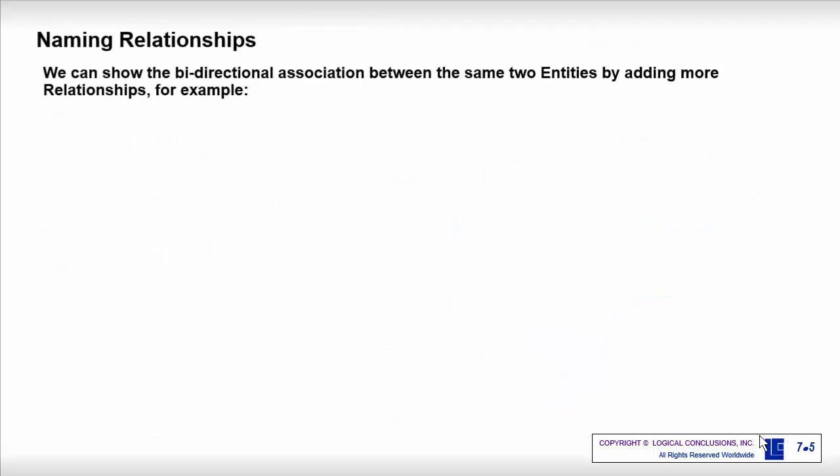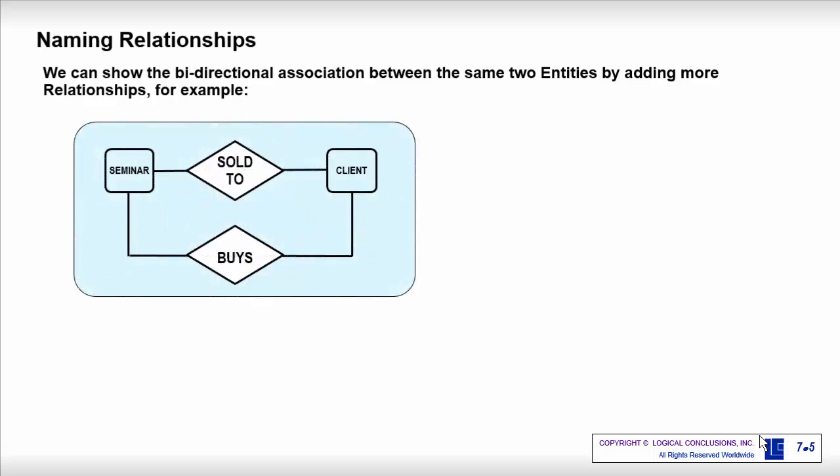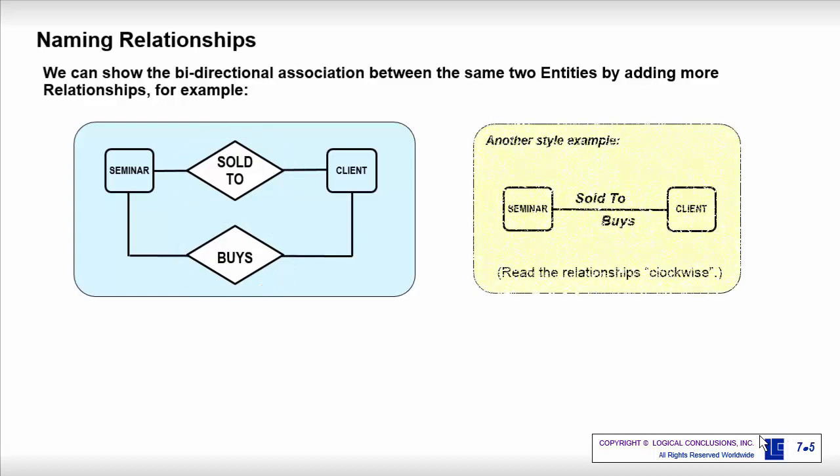We can show the bidirectional association between the same two entities by adding more relationships. For example, we can add a buys relationship to our previous example. Now our model segment states that a seminar is sold to a client and a client buys a seminar. So we can have multiple relationships between entities.